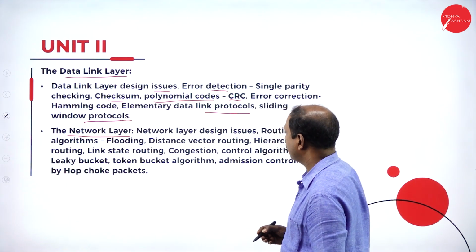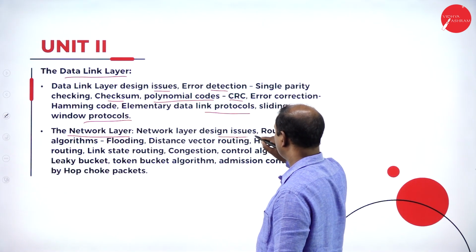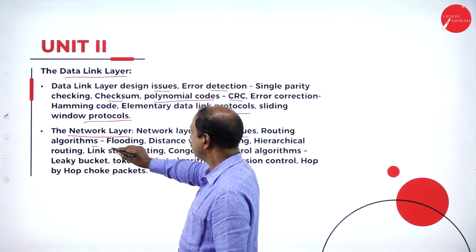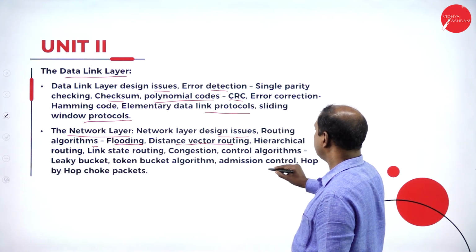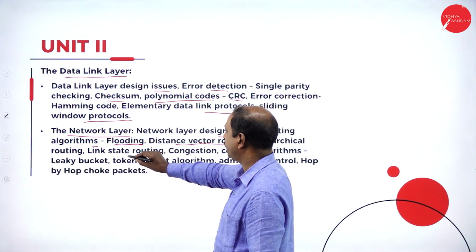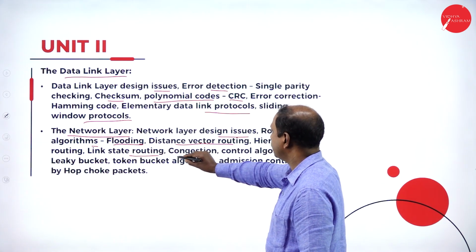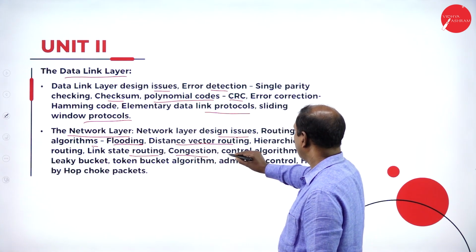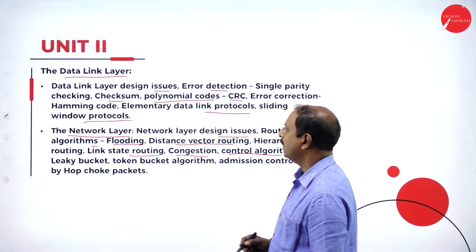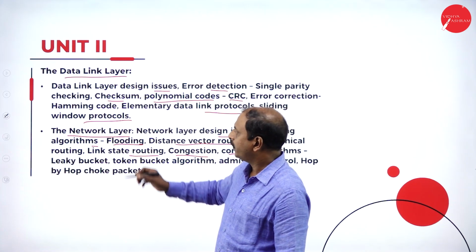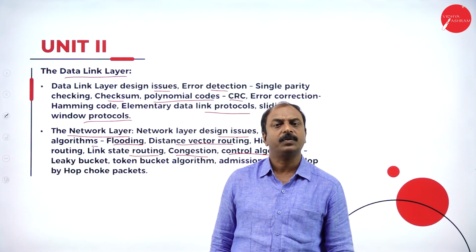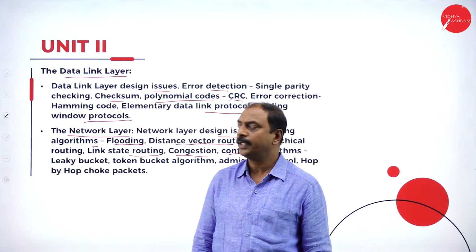In the network layer, we are going to talk about the design issues, routing algorithms, and we have different types of routing algorithms, hierarchical and link state routing, and what is network congestion and control algorithms. All these are different technologies we are going to learn under the network layer, that is in Unit 2.